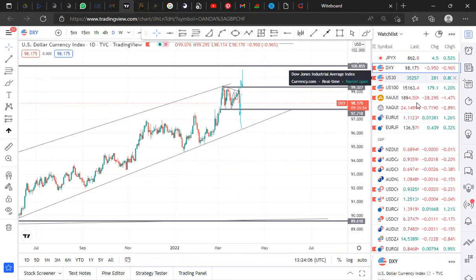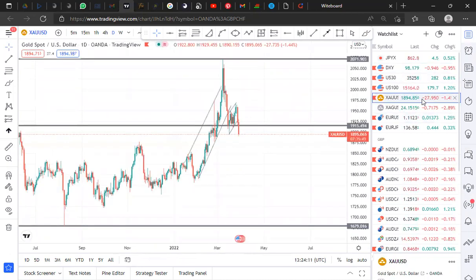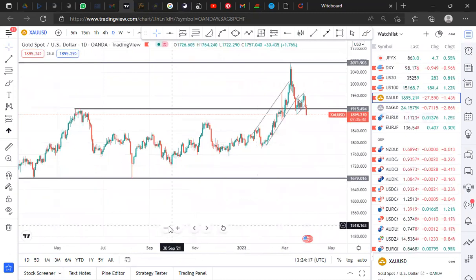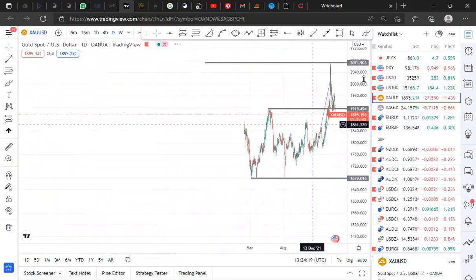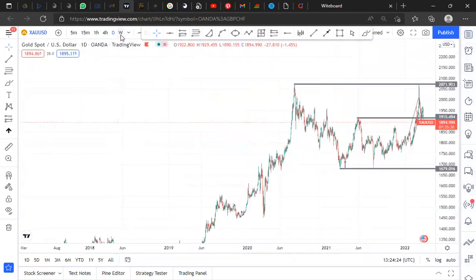Let me go straight to gold. I'm going to analyze gold and one other pair before I turn to you guys for questions, and if you have your own pairs you'd like us to analyze.